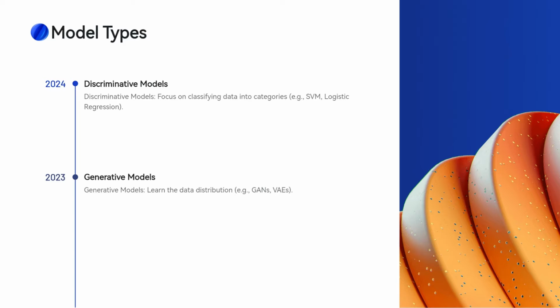Discriminative models, on the other hand, focus on classifying data into predefined categories. They model the conditional probability distribution P(Y|X), which is the probability of a label given a feature, making them suitable for tasks like classification or regression. For instance, GANs and VAEs fall under generative models, while SVM and logistic regression are examples of discriminative models. The key difference is that generative models try to recreate the data, whereas discriminative models only try to distinguish between classes.